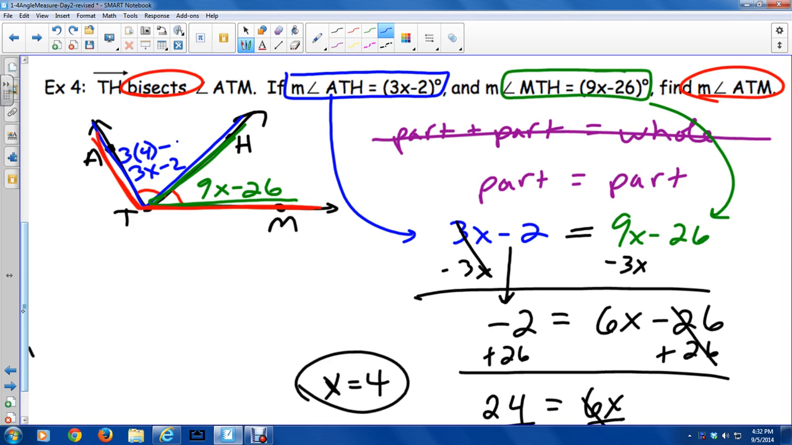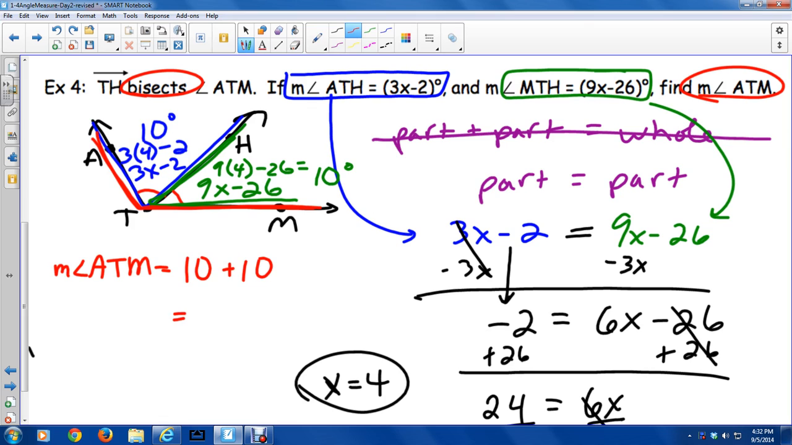Plugging in 3 times 4 minus 2, 3 times 4 giving me 12 minus 2, 10 degrees. Plugging in the 4 here, 9 times 4 minus 26. 9 times 4 is 36 minus 26, hopefully again giving us 10 degrees. I can now confidently say that the measure of angle ATM is actually the sum of those two, 10 plus 10, 20 degrees. Okay, and that's a basic example with an angle bisector.